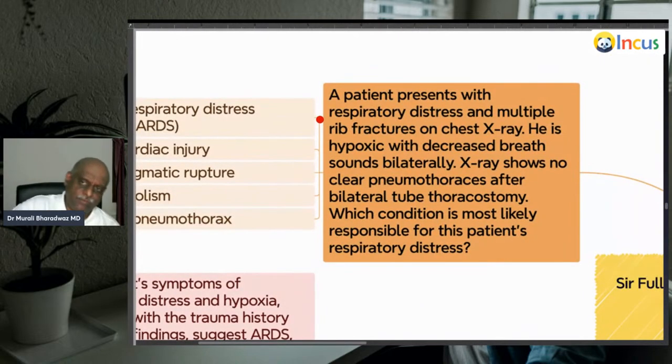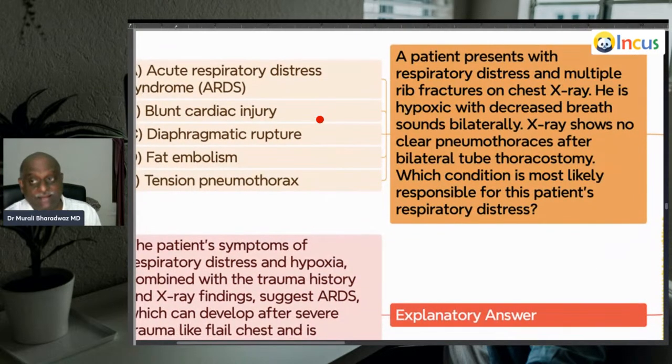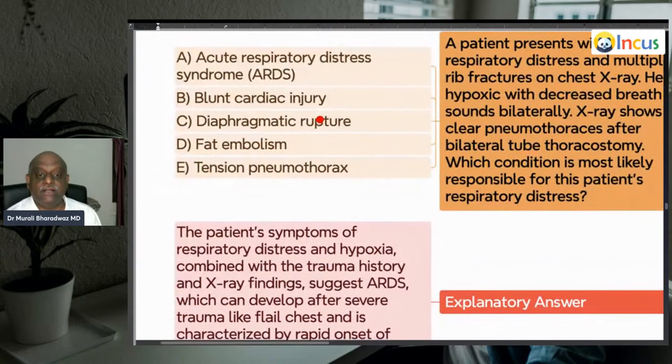A patient with respiratory distress with multiple rib fractures on chest x-ray. He is hypoxic, with decreased breath sounds bilaterally. The x-ray shows no clear pneumothoraces. What is this condition, doctor?